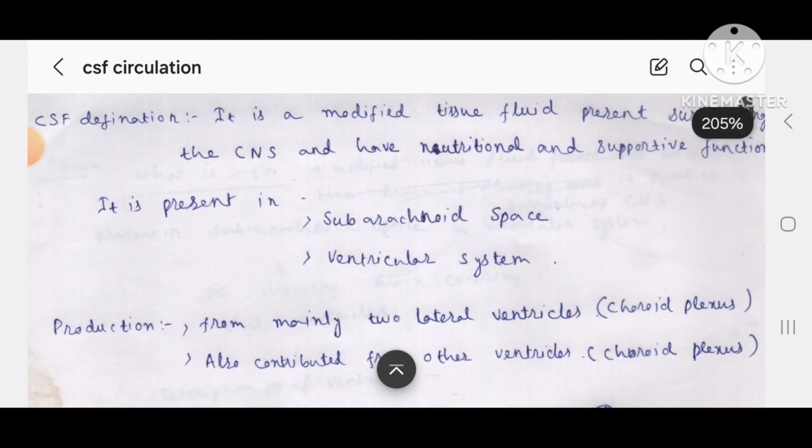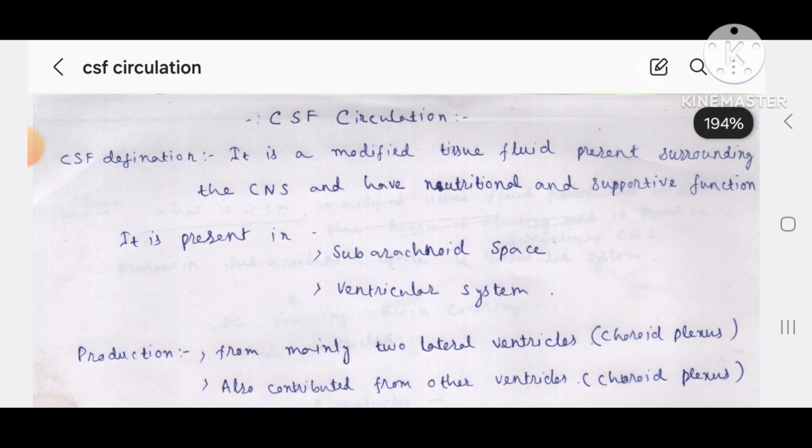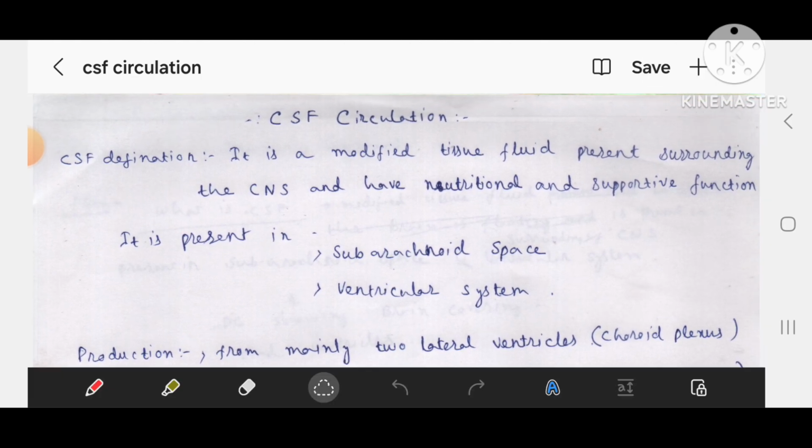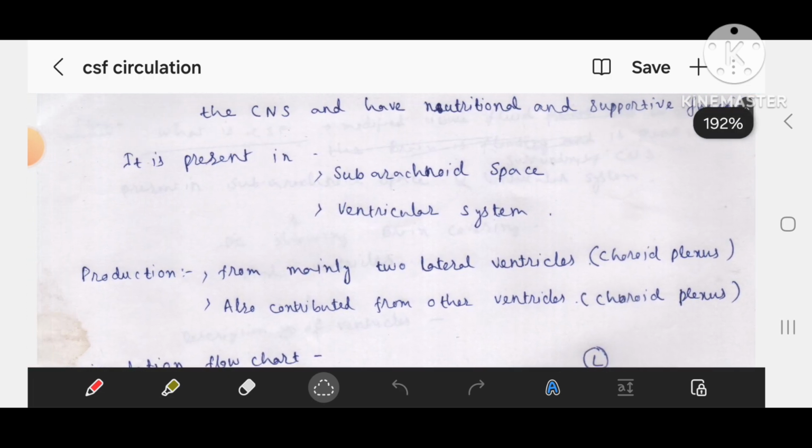So first, see a simplified definition of CSF. It is a modified tissue fluid present surrounding the CNS, that means central nervous system, and has nutritional and supportive function of the CNS. You can add on, it is present in the subarachnoid space and ventricular system.